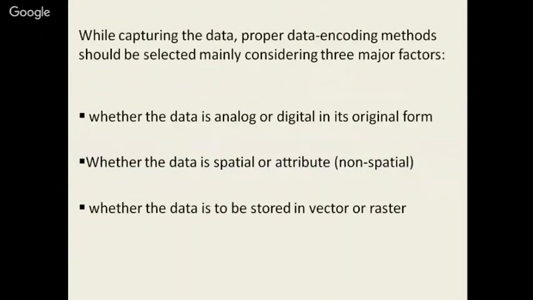So basically, while capturing the data, proper data encoding method should be selected, mainly considering three major factors: whether the data is analog or digital in its original form, whether the data is spatial or attribute, and whether the data is to be stored in vector or raster form.